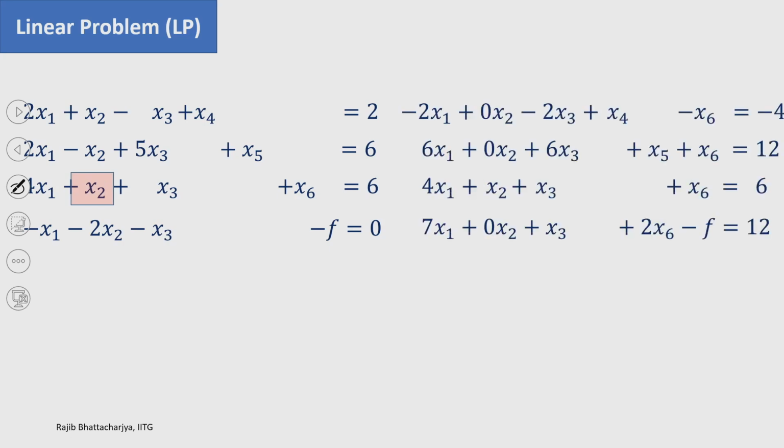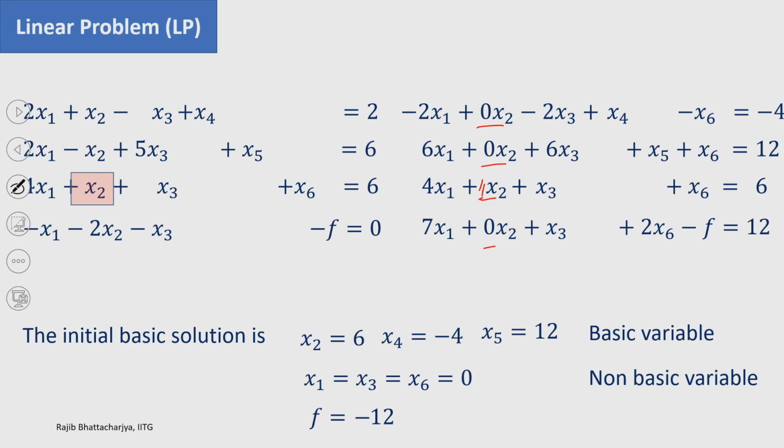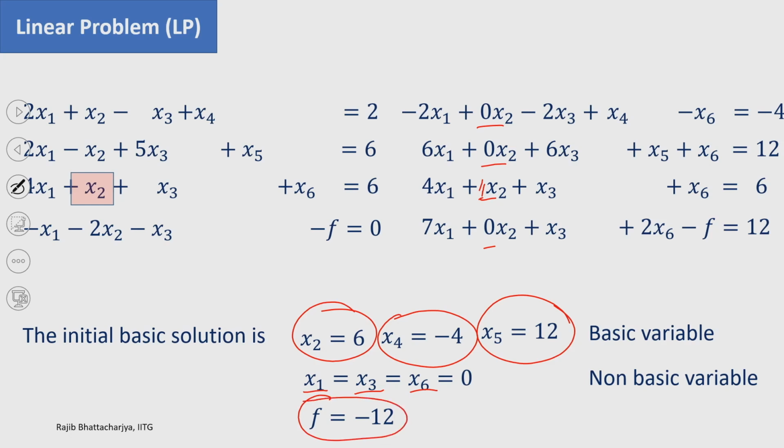In that case what we will get? Here we are getting 0, 0 and this is 1, okay, and this is 0, and now the solution is that x 2 equal to 6, x 4 equal to minus 4, x 5 equal to 12, and x 1, x 3 and x 6 are non-basic variables, and f equal to minus 12. You just see. Now we are not getting a feasible solution again, because this is not acceptable. Okay. x 4 equal to minus 4. So, we are not getting a feasible solution.